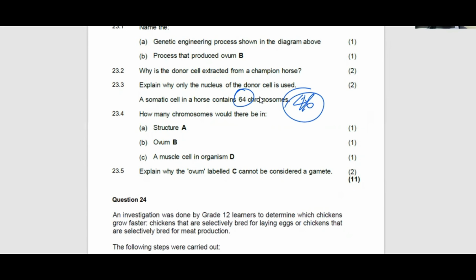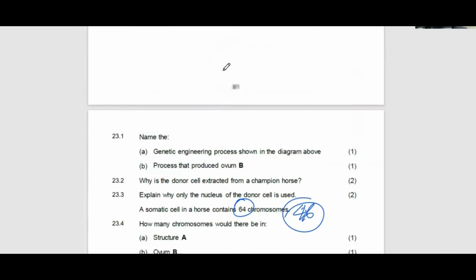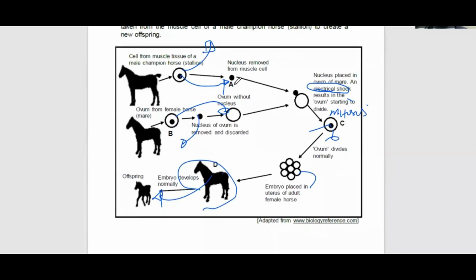So you have to know exactly what they are saying in the question. Don't memorize, your head will become big. You're supposed to use the information they give you in the exam. So how many chromosomes will there be in structure A? Let's go to structure A. Structure A is the nucleus of the horse.